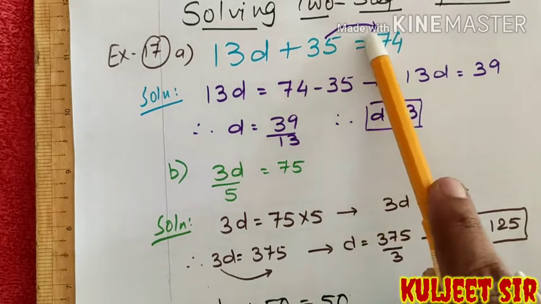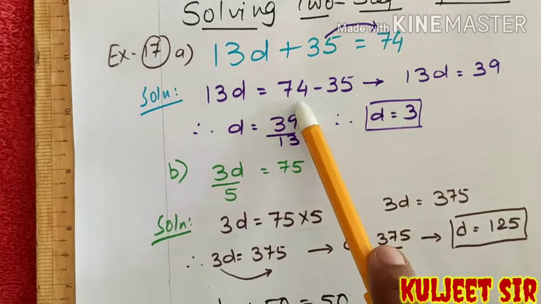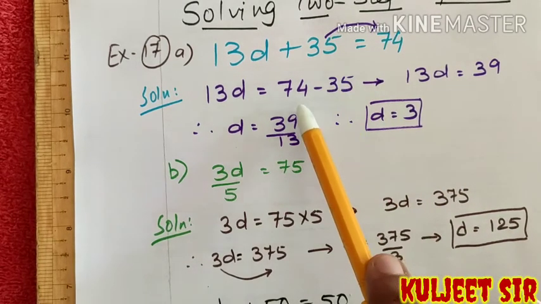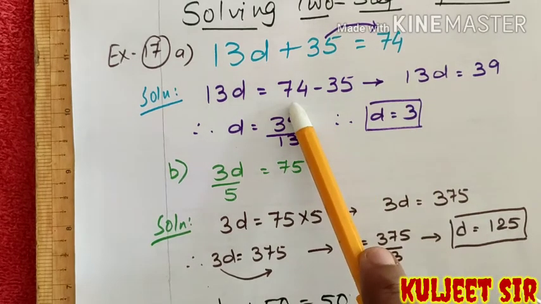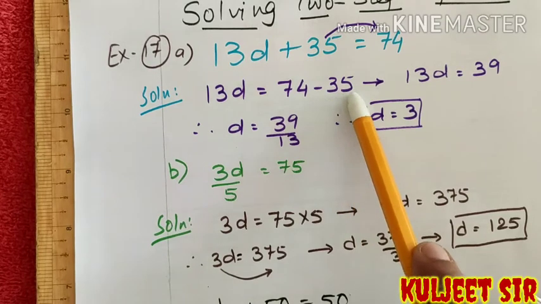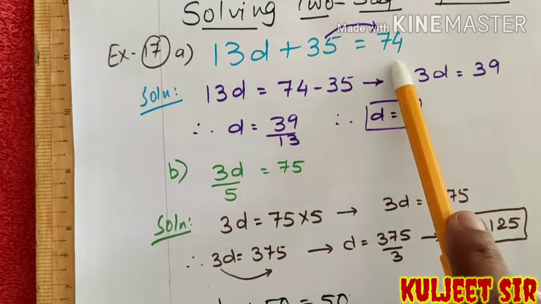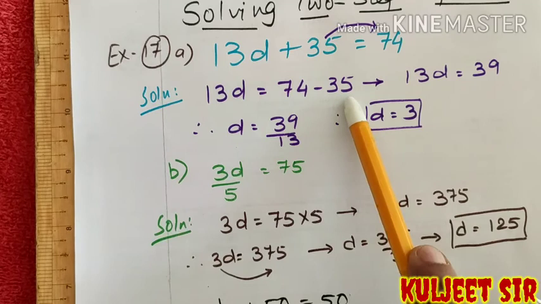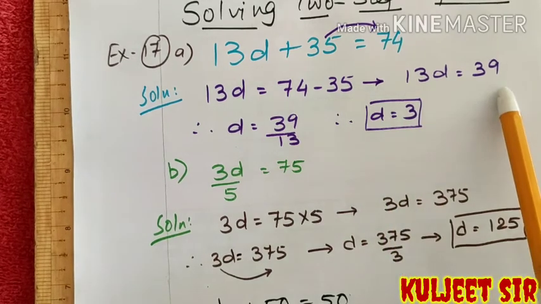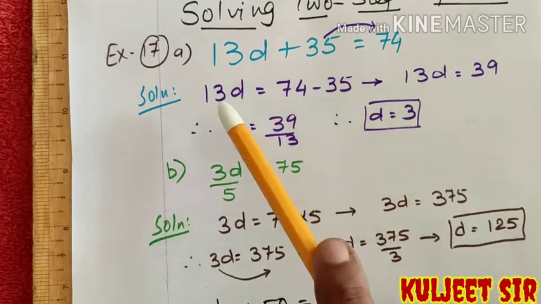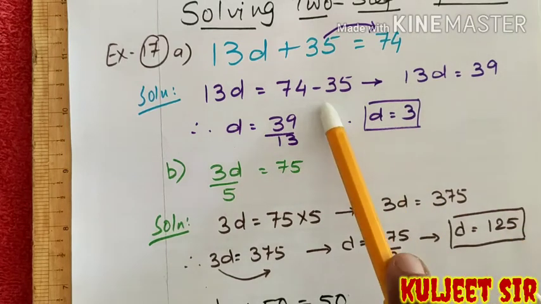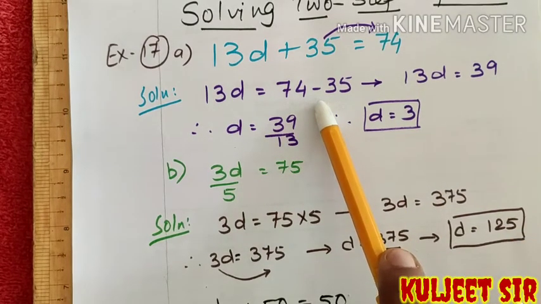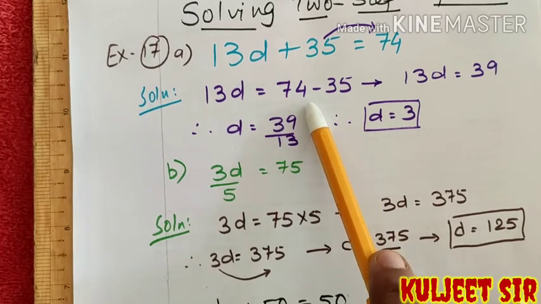So I take 35 on the other side of equal to. You can see 35 is plus over here. I take it on the other side of equal to, I make it as minus. So this 74 is the same 74 here, minus 35 is the one which I have taken onto the other side. I subtract 35 from 74 and I get my answer as 39. So 13D is equal to 39. This is the 39 which I have got by subtracting 35 from 74.